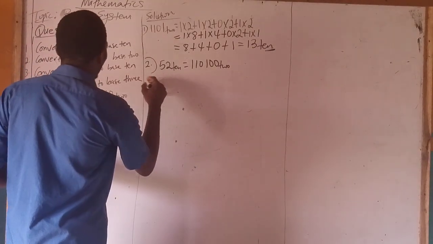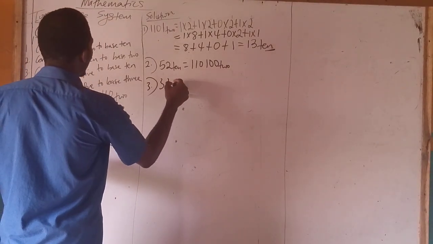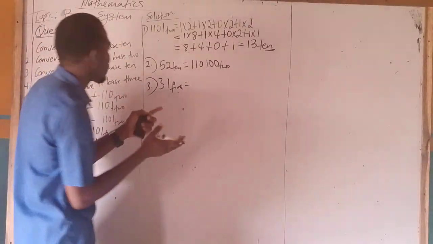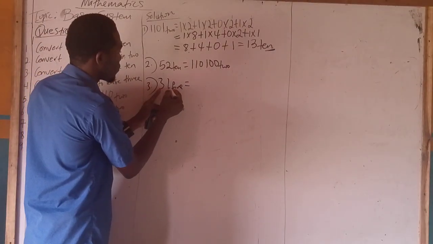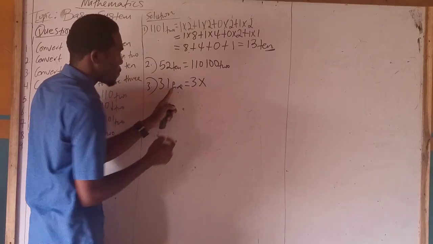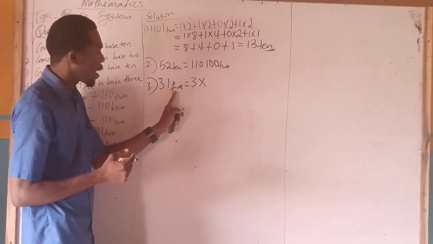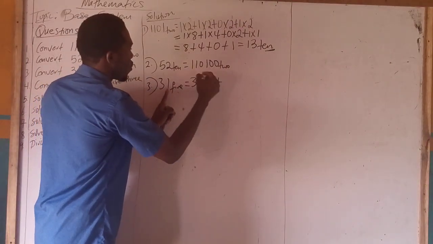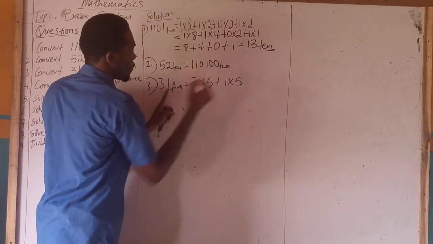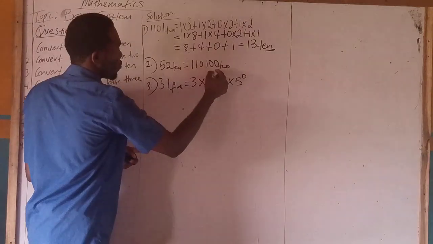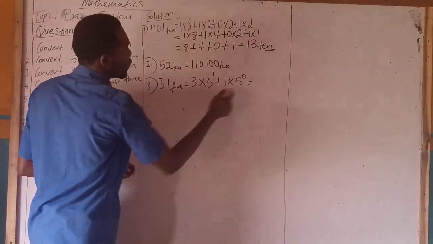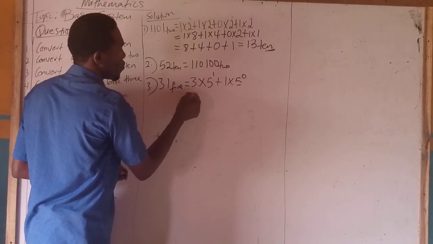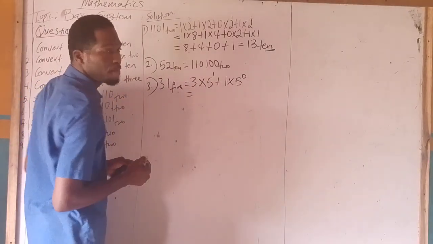Now we have 31 base 5. We have to convert this to base 10, so we still use the same method. Now we have two numbers, 3 and 1. So we have 3 times, and remember, you are multiplying the number times the base that it carries. 3 times 5 plus 1 times 5. Then from the back you will say 0 and 1. Then from here we say 3, then we combine 3 times 5.